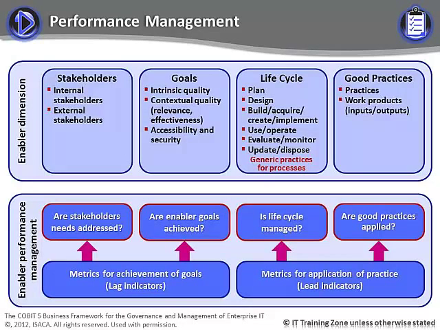Okay, we've studied the process enabler dimensions. Now we'll move on to performance management. The diagram on your screen illustrates the 4 aspects of process performance that need to be managed. These can be expressed as 4 questions. Are stakeholder needs addressed? The IT-related goals supported by the process will suggest some metrics. Are enabler goals achieved? The process descriptions describe process goals and suggest metrics. Is the enabler lifecycle managed?